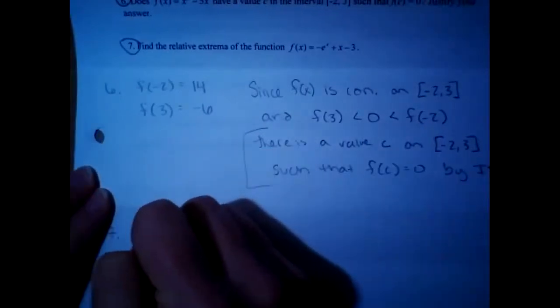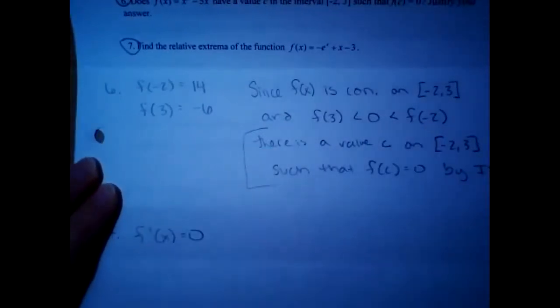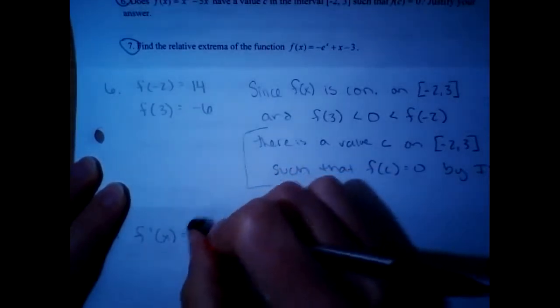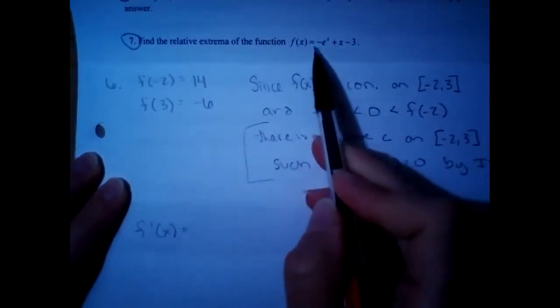All right, so derivative equals 0. Oh, I need to actually find the derivative first though. All right, so derivative equals 0.